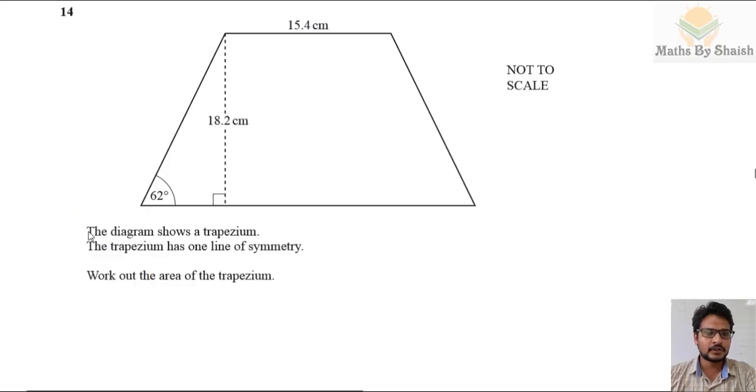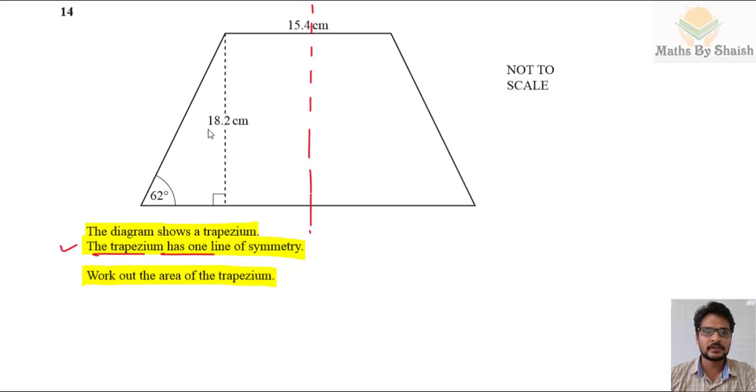Here's the 14th question. The diagram shows a trapezium. The trapezium has one line of symmetry. Work out the area of the trapezium. So this is a hint. This is a condition: the trapezium has one line of symmetry. So we know that a trapezium can have only one line of symmetry if it is an isosceles trapezium. Isosceles trapezium means this portion is exactly the same as this.